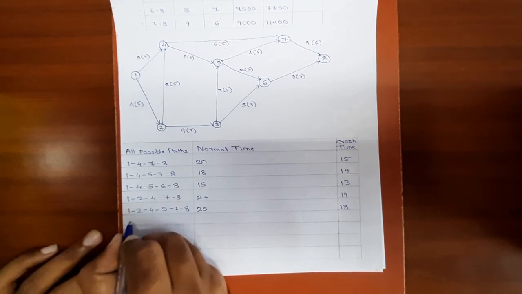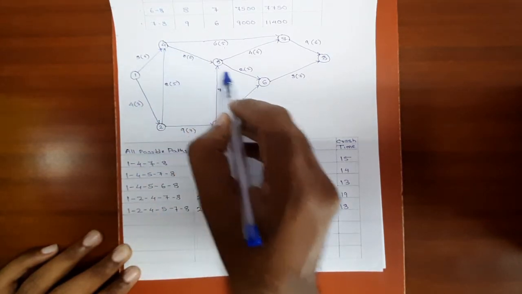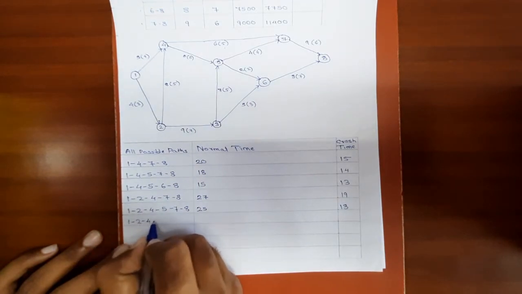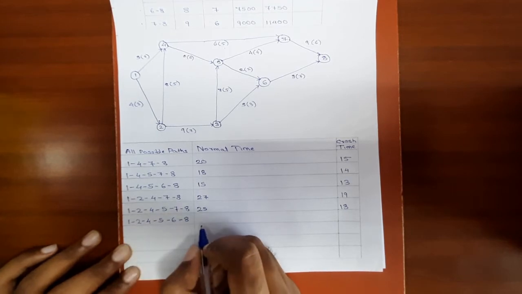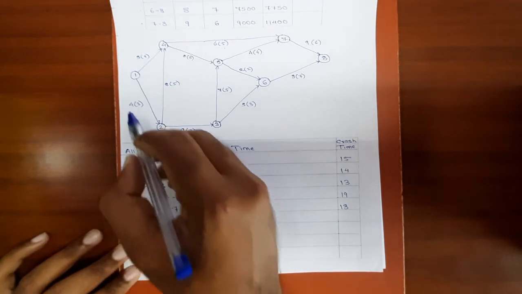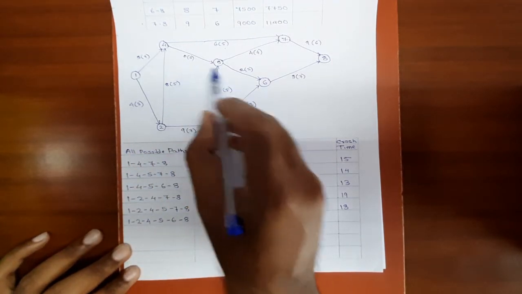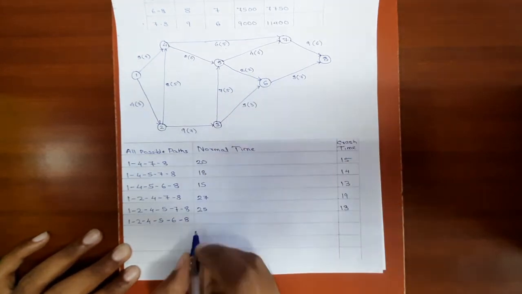The next possible path will be 1, 2, 4, 5, 6, 8. The normal duration for this path will be 8 plus 4 is 12, 12 plus 0 is 12, 12 plus 2 is 14, 14 plus 8 is 22.